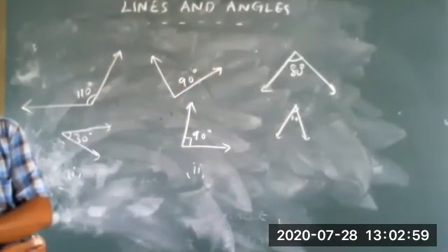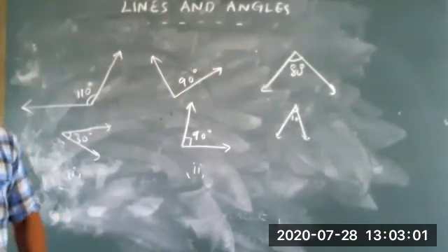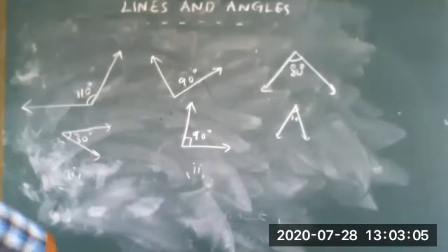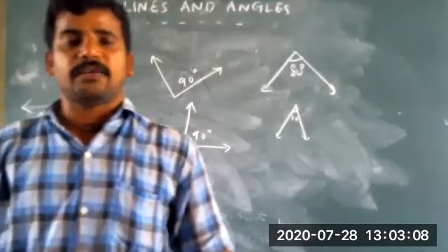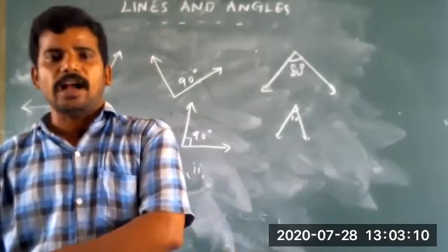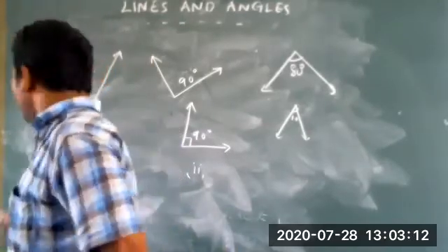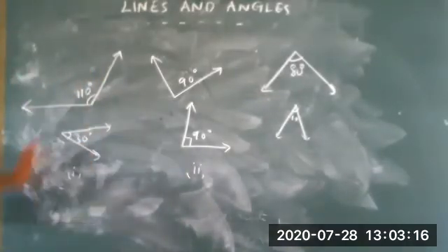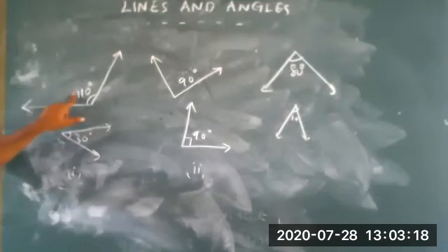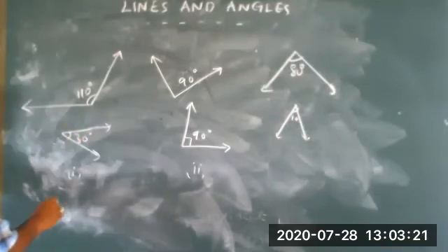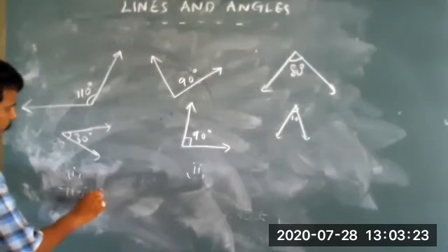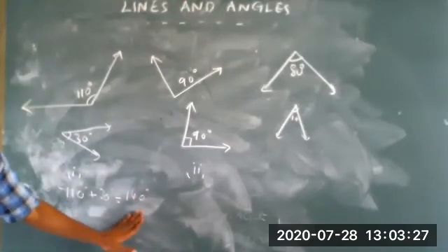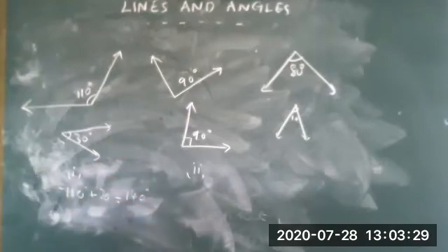So here they are asking which of the following pairs of angles are complementary angles. So first, what are complementary angles? When the sum of two angles is equal to 90 degrees, then they are called complementary angles. So take the first pair. First angle 110, the second angle 30. The sum of the two angles, 110 plus 30, is equal to 140. This 140 is more than 90 degrees.